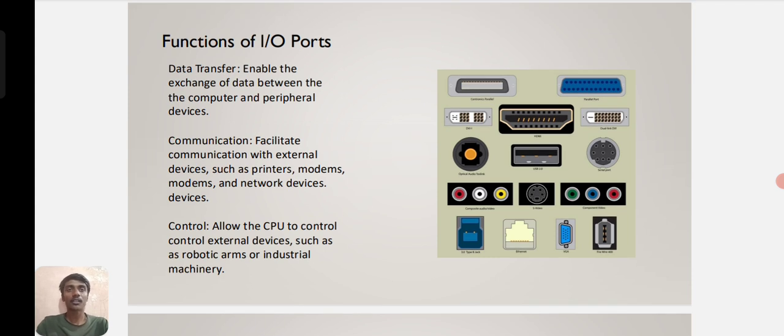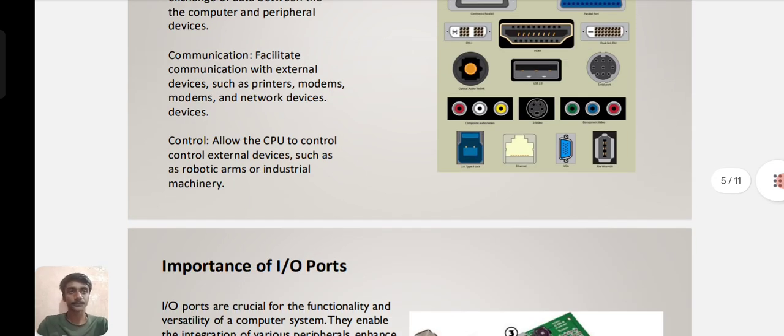Next is functions of input output ports. Data transfer, communication and control. In data transfer, enable the exchange of data between the computer and peripheral devices. In communication, facilitate communication with external devices such as printers, modems and network devices. Control, allow the CPU to control external devices such as robotic arms and industrial machinery. You are seeing the images with the different types of functions in input output ports.